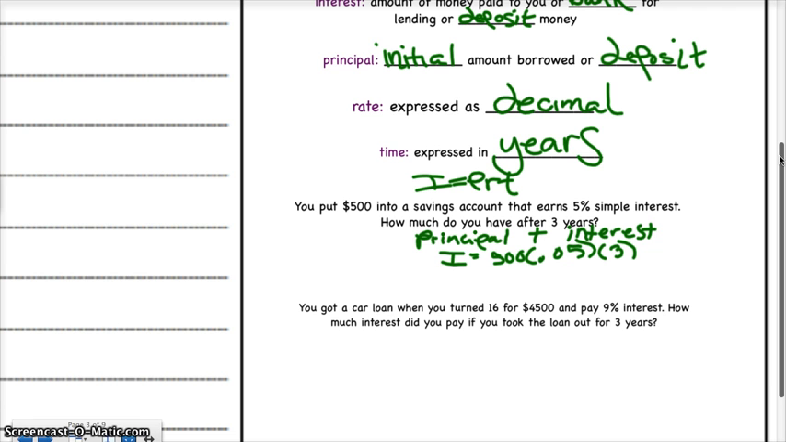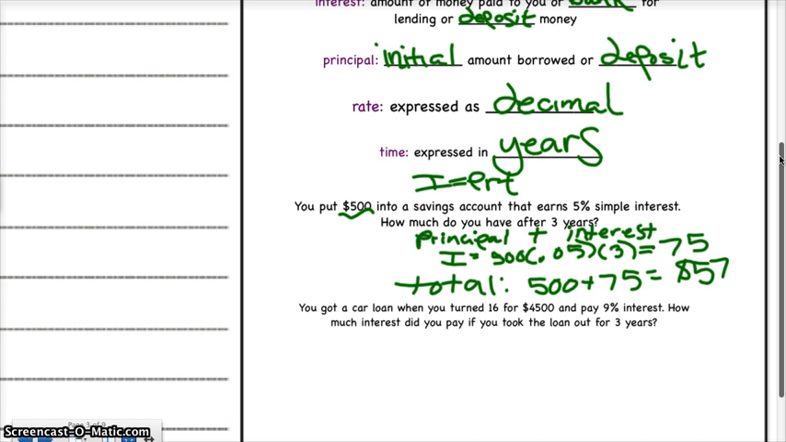Plugging that in to your handy dandy calculator, it is $75. That's how much interest I earned just having my money sit there. I didn't have to do anything. I just had to leave it. Okay, pay attention. So the interest that I earned is $75. The total amount of money that I have is how much I initially deposited. So my total money is what I deposited plus my interest, which is $575.